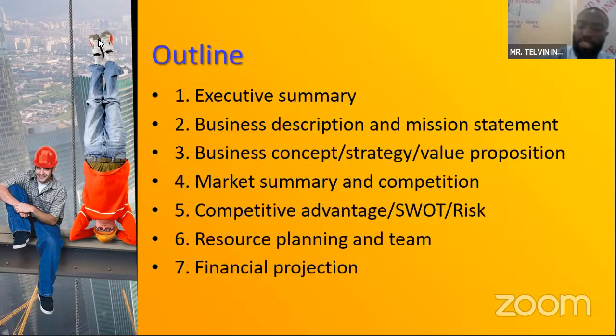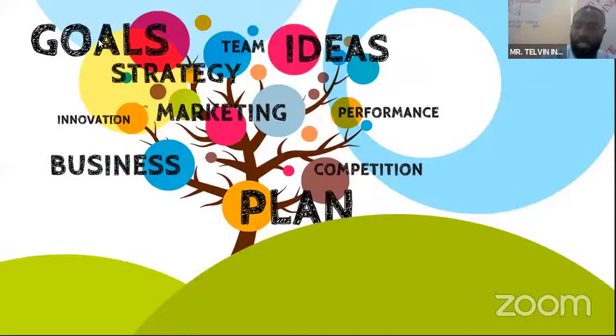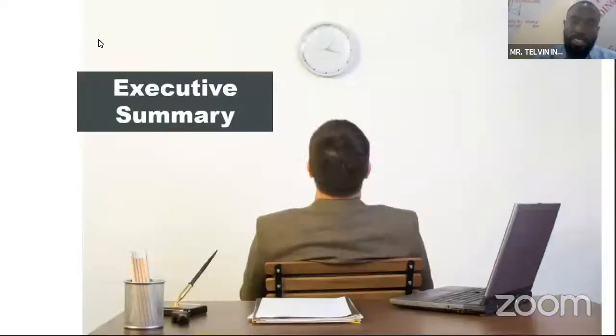Now we are going to look at each of them, starting from the executive summary. In your executive summary, it will entail the goals, the team, the ideas, the strategy, your performance, your plan, and it's usually more like the summary of all you have in your business plan.